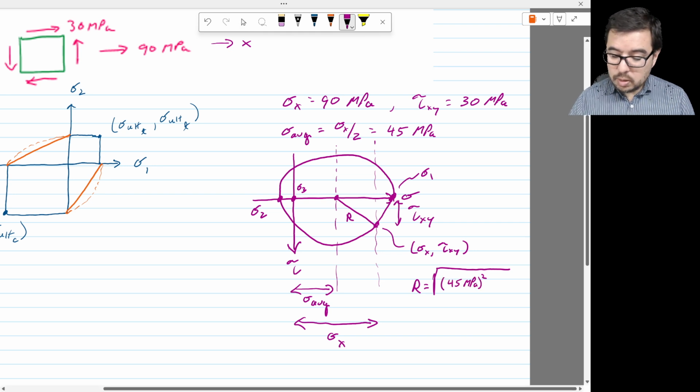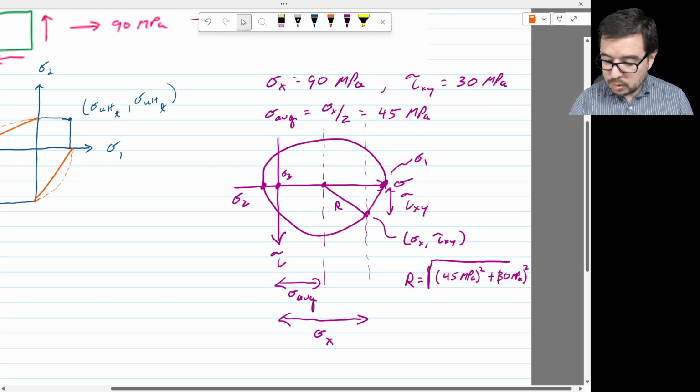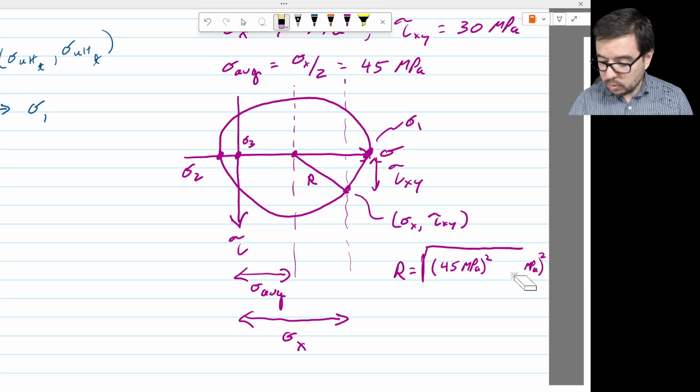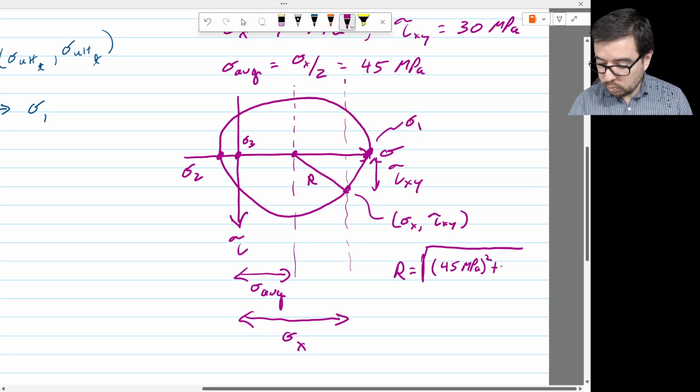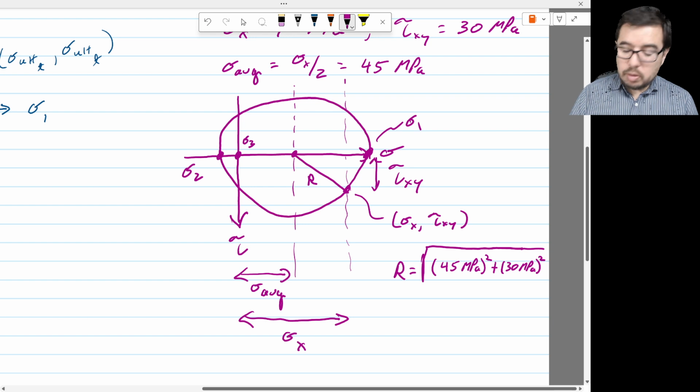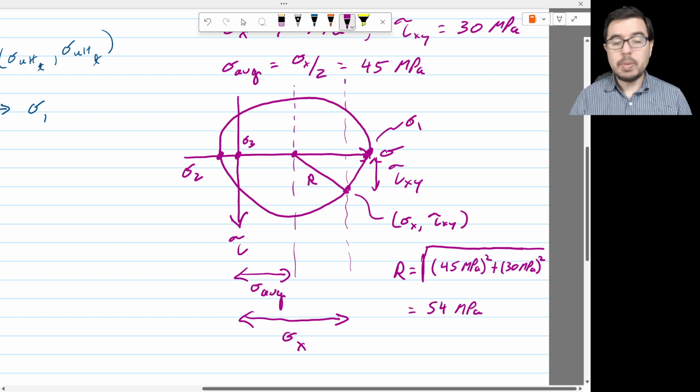squared, and that's this distance right here, right? Depending on how you're looking at it, it could be the adjacent, and the opposite is going to be tau xy. So tau xy was 30, squared. Okay? So you can plug this into your calculator and you will get 54 megapascals.